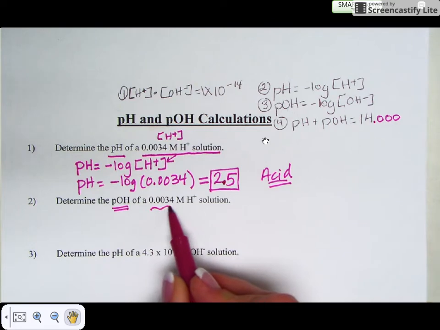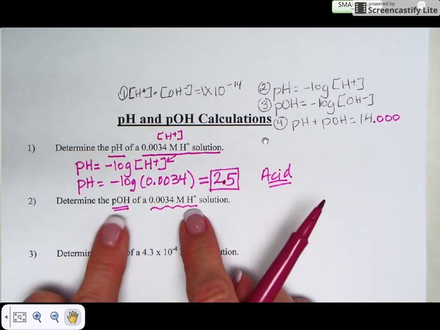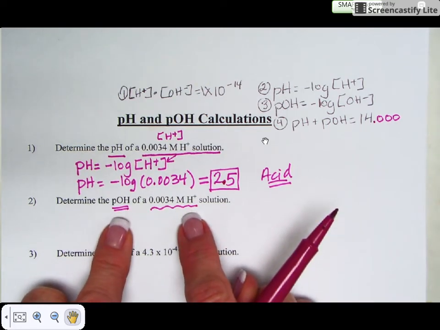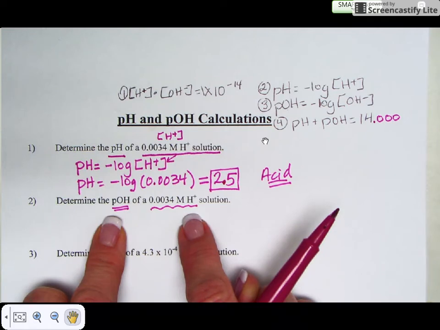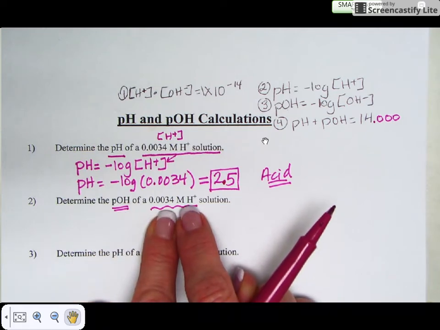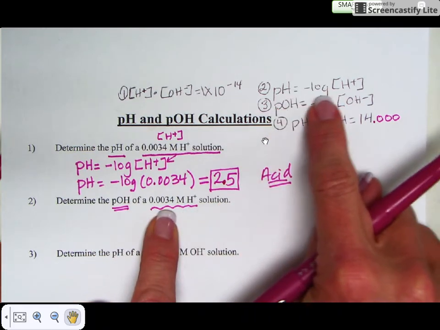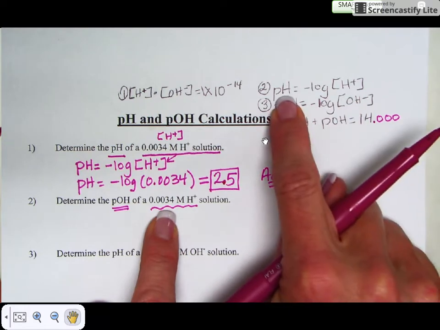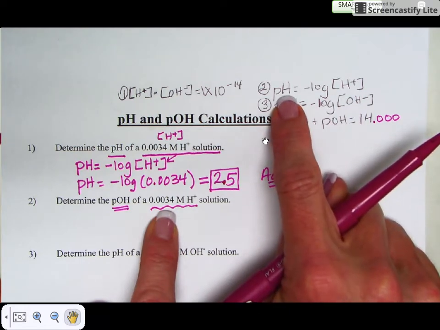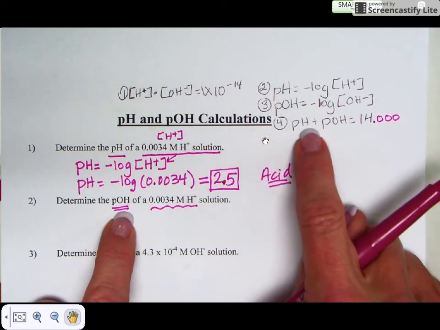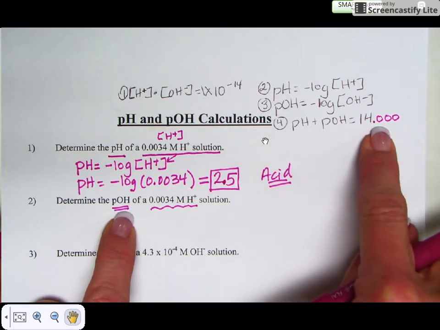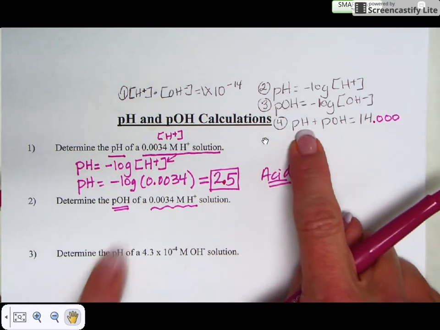All right, for number 2, determine the pOH. But they've given you the hydrogen ion concentration. So we do not have one formula that allows us to solve for the pOH here, but we can use a combination of formulas. Since we have the hydrogen ion concentration, if we take the negative log of it, we will find the pH. And then once you get the pH, since they're wanting us to find pOH, we know pH plus pOH equals 14. So we're going to use formula 2 and formula 4.